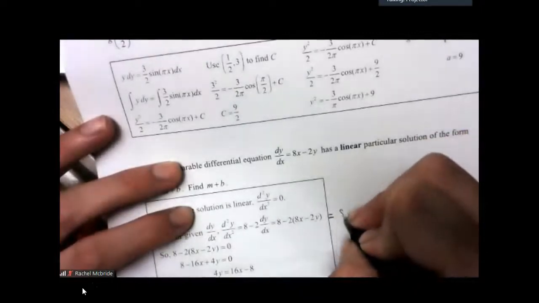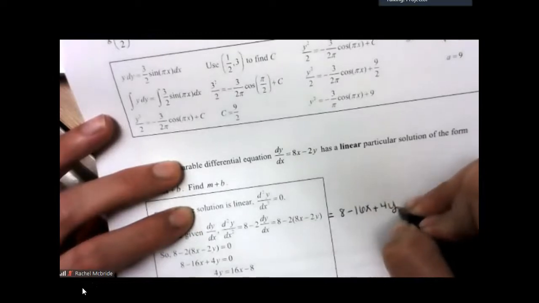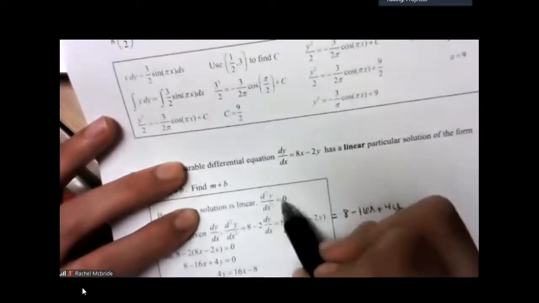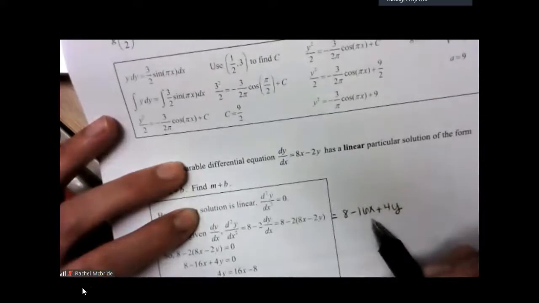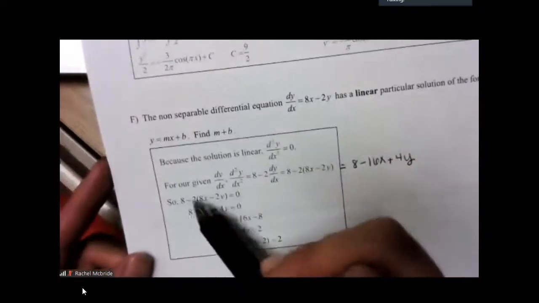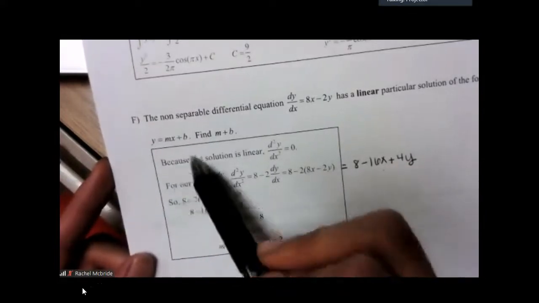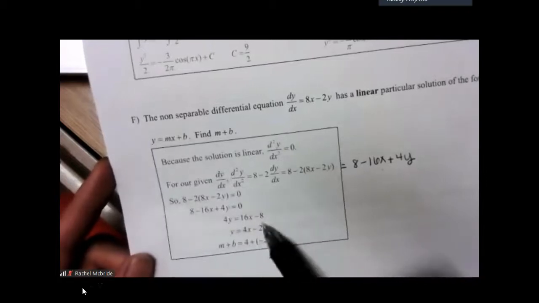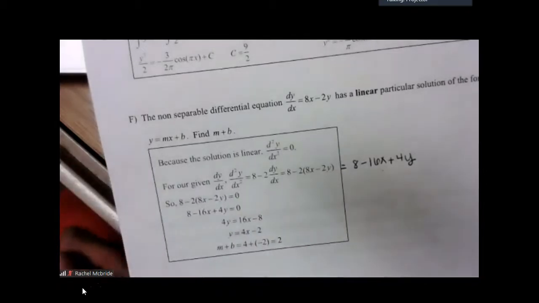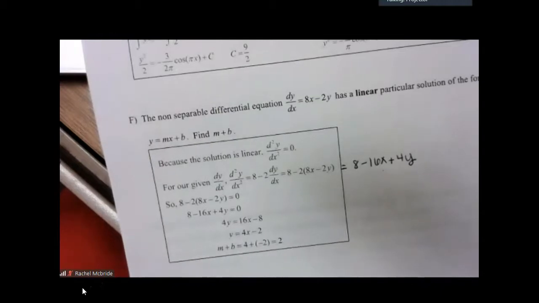is really this 8 minus 16x plus 4y. But we know that it's linear, therefore this has to equal 0. So then you can use that to solve for y, and boom, y equals mx plus b, or 4x minus 2. So find m plus b. Well, here's your m, here's your b. So it has to equal 2.